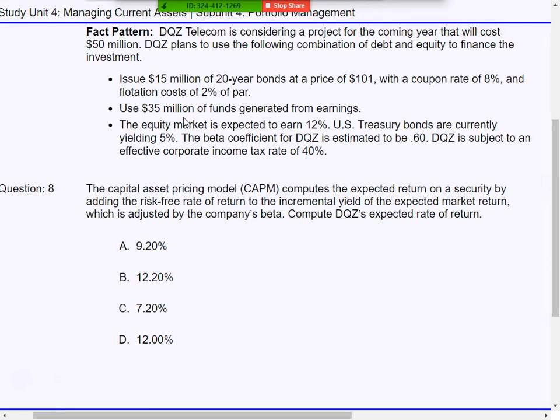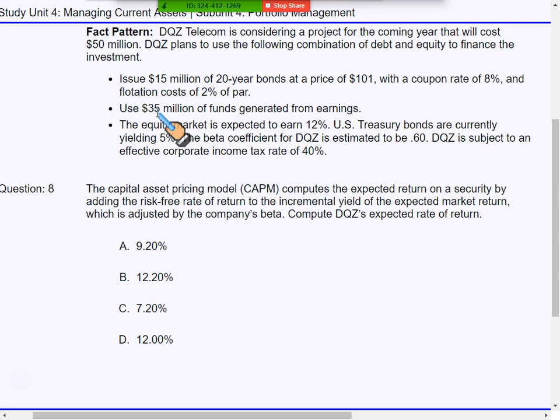Let's see what it has here. DQZ Telecom is considering a project for the upcoming year that will cost $50 million. DQZ plans to use the following combination of debt and equity to finance the investment. First, we need 50 million. Out of this, $15 million will come from a 20-year bond at a price of 101 with a coupon rate of 8%, flotation cost of 2%. This is the detail of the bond issue. The remaining 35 million would come from retained earnings. So 15 plus 35, we are done.